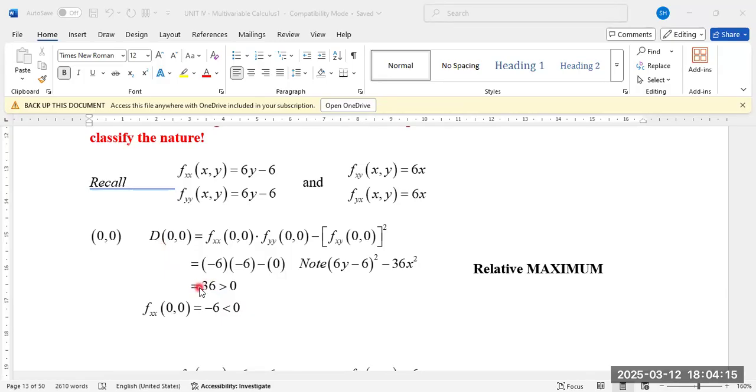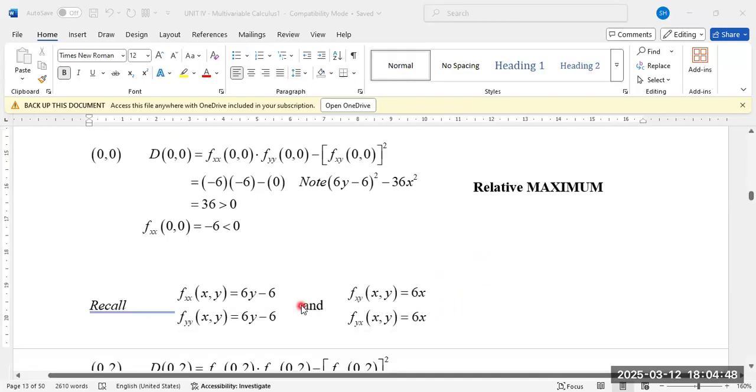Now, since D is positive, we need to look at the value of f of xx. If f of xx is positive, we have a relative minimum. But if f of xx is negative, we have a maximum. See, f of xx here works out to be negative 6. So it is a maximum. I mean, it's negative, so therefore, we have a relative maximum here. Are you understanding that? Yes, sir. Very good.